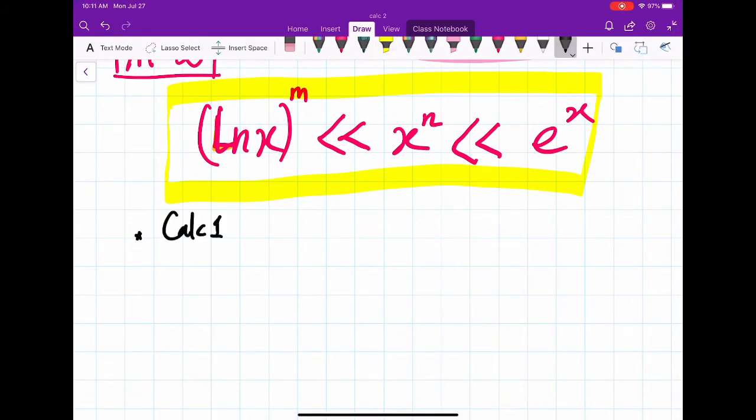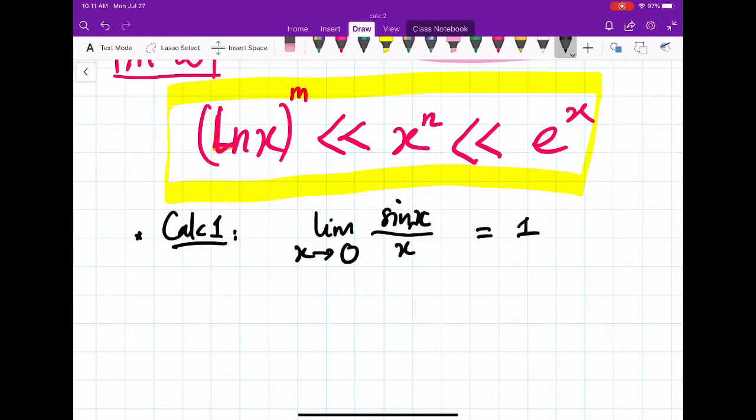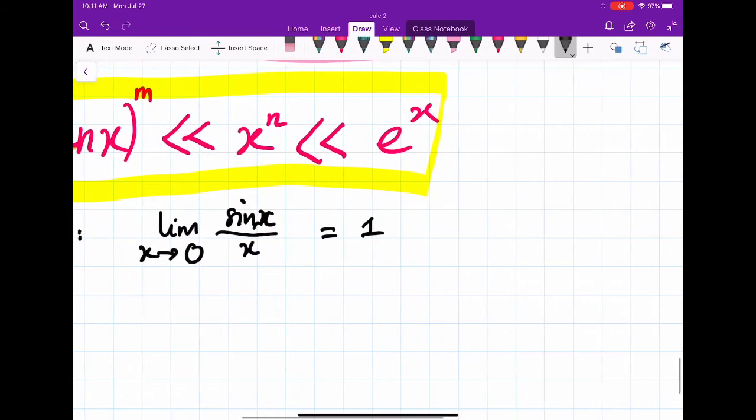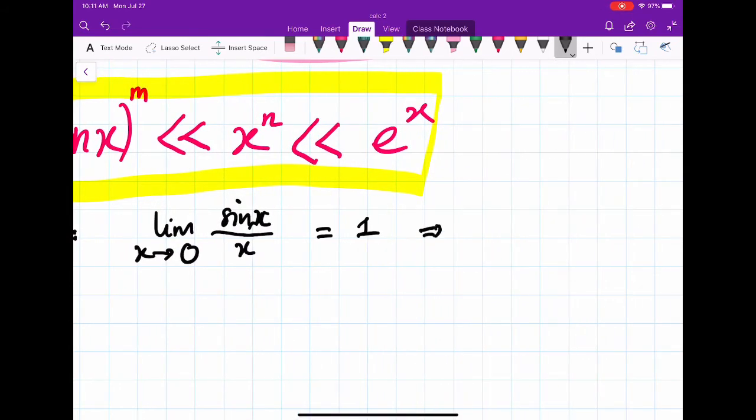I remember we have this idea when we study Calculus 1, when we study the limit of sine of x over x. So I hope you remember this limit. It's a very famous one when x approaches 0. We know that this limit is equal to 1. Is that correct? The limit is equal to 1 means that sine of x is similar to x at 0, because you consider at 0 right here. So the limit is 1 means two functions are similar. That means one can be replaced by another.